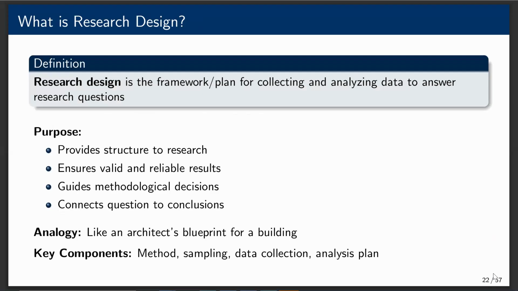Now next is, what is research design? So research design is the framework or plan for collecting and analyzing data to answer research questions. The purpose is to provide structure to research. It ensures valid and reliable results. It guides methodological decisions. It connects question to conclusion. The analogy is like an architect's blueprint for a building. The key components are method, different research methods, sampling, data collection and analysis plan. So all these are part of the research design.